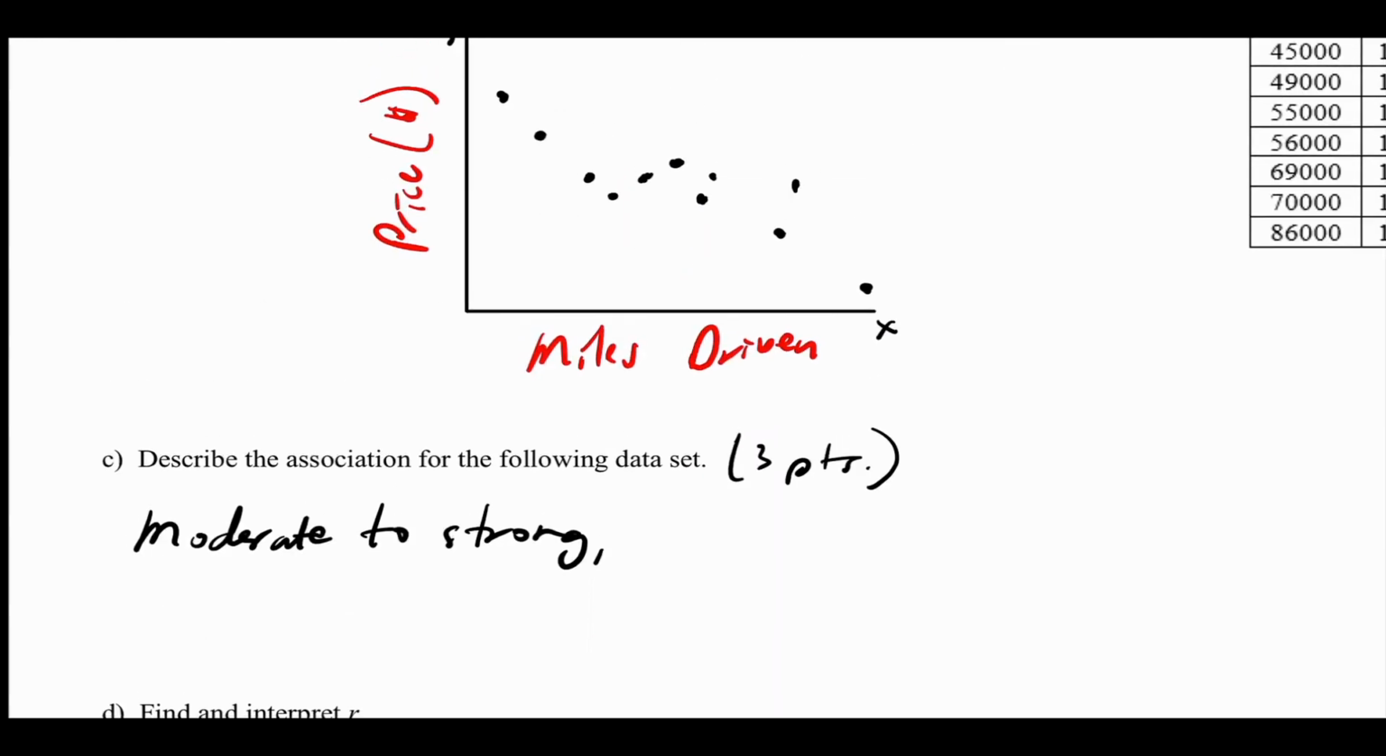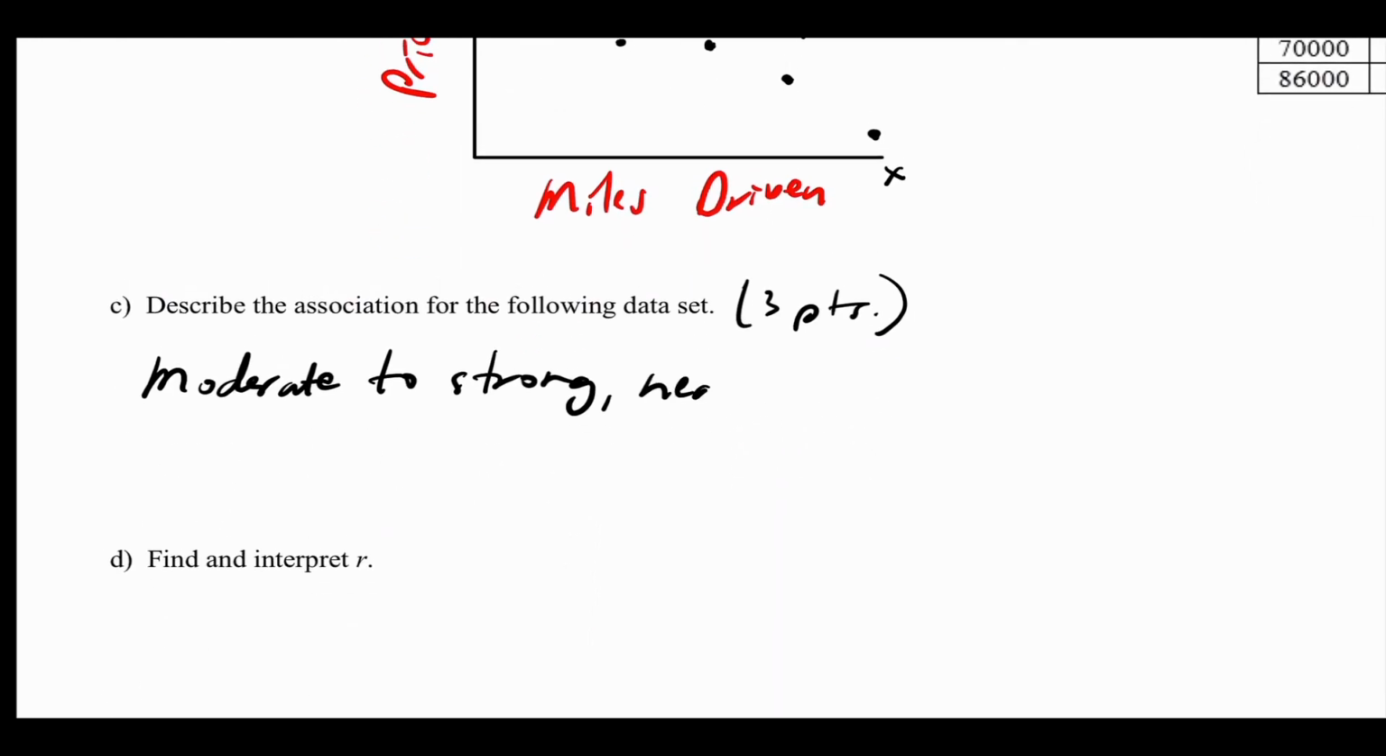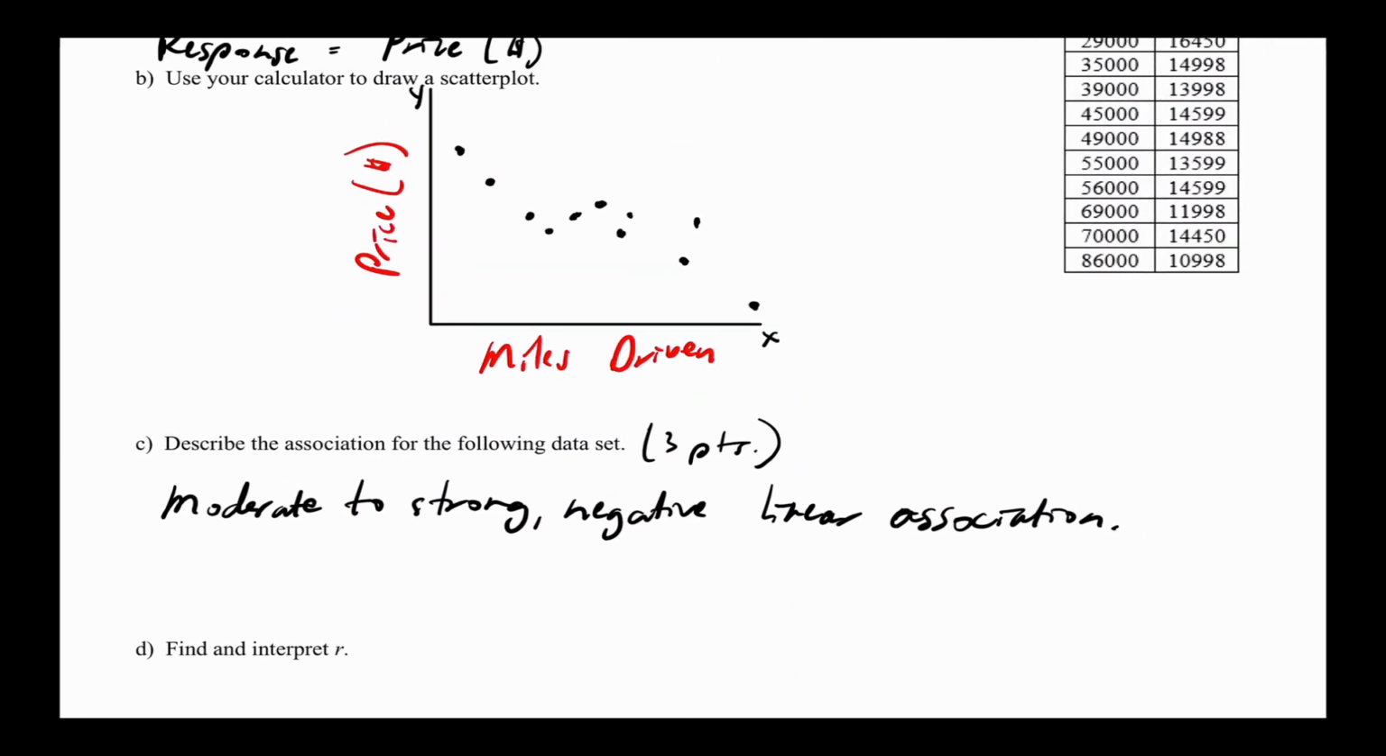Direction. Negative. Going downhill. Linear relationship or association. Okay. As miles is increasing, what's happening to the price? It's going down. Yeah. As miles driven gets bigger, price is going down. Makes sense, right? The more you drive a car, the less it's worth.